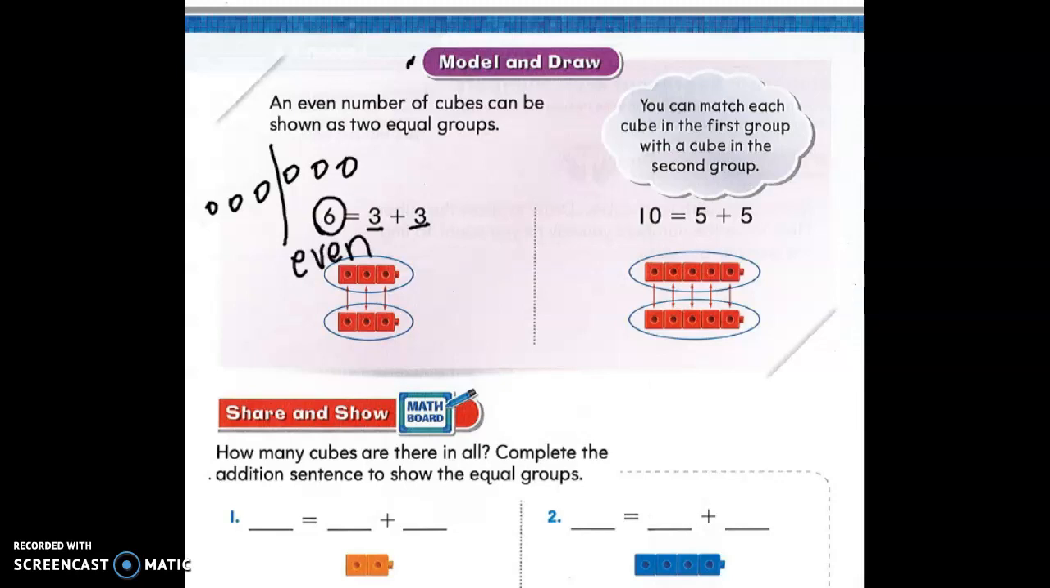Now over here, it says you can match each cube in the first group with a cube in the second group. That's doubles again. So 5 and 5 equals 10. So 1, 2, 3, 4, 5, 6, 7, 8, 9, 10. So it's showing that it's the same number of cubes in the 2 groups. So 10 is an even number. 5 isn't even, but we're matching them up and we're splitting it and making 2 equal groups.